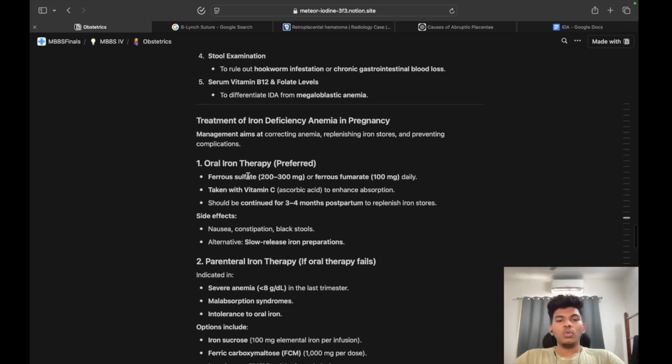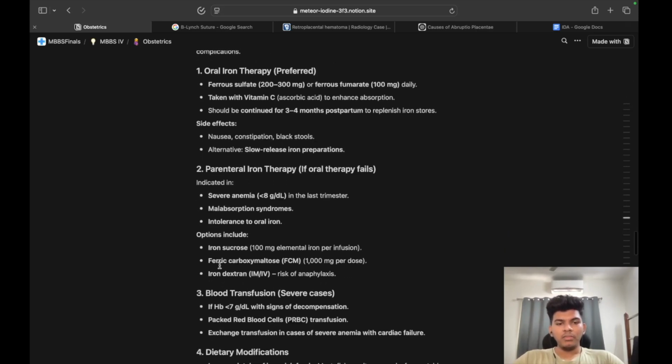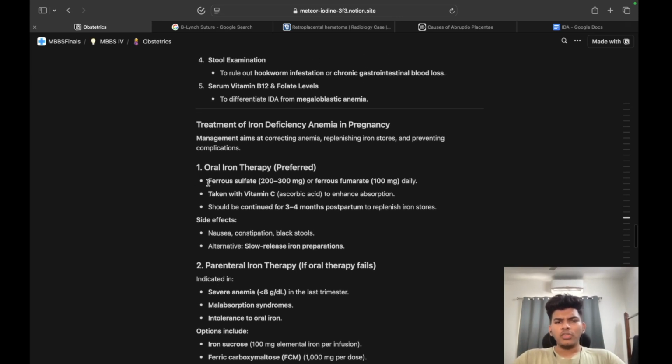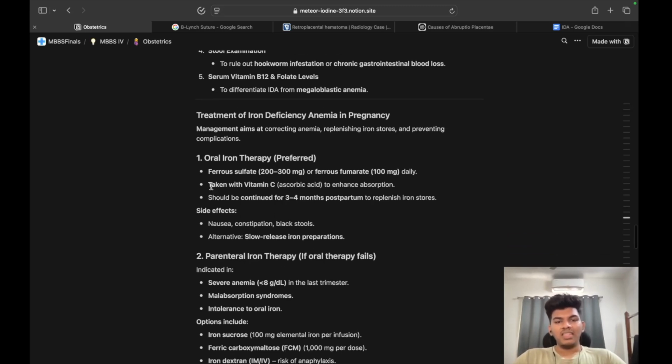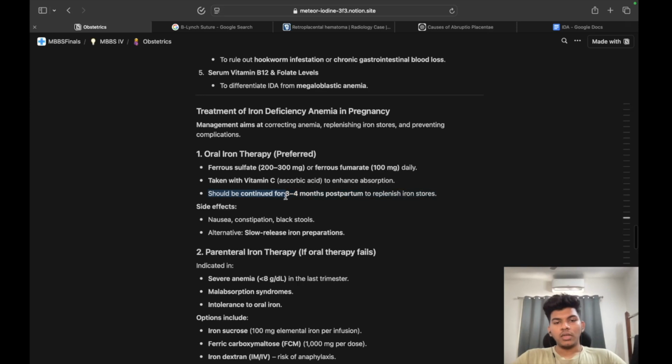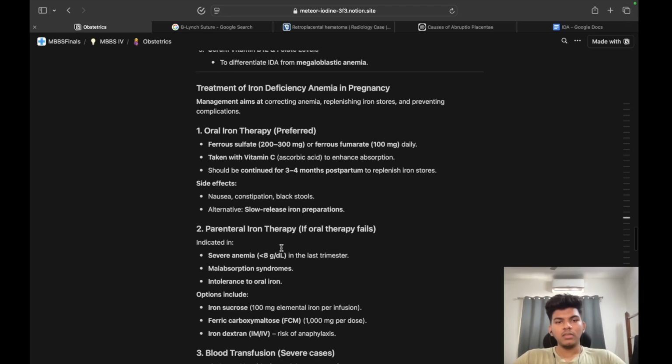Anyways, coming back, we'll go through each and every one of them one by one. First, we have seen the dose, sulfate and fumarate. This one is 200 to 300, here it is 100. One way to remember is alphabetical order. Fumarate is F, which is much earlier, and sulfate is S, which is much later. So the first one gets 100, the next one gets 200 to 300. It is taken with vitamin C, ascorbic acid, to enhance absorption, and should be continued for 3 to 4 months postpartum to replenish iron stores. So that is iron therapy.